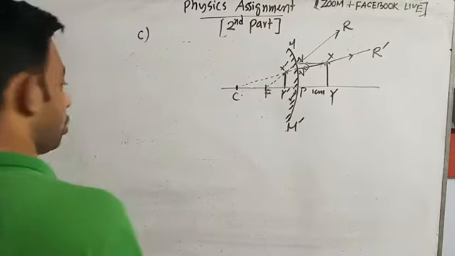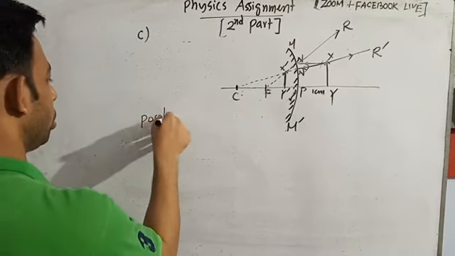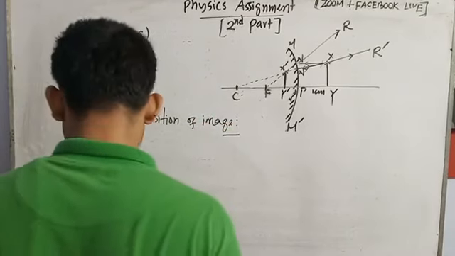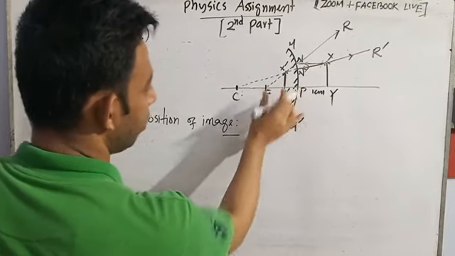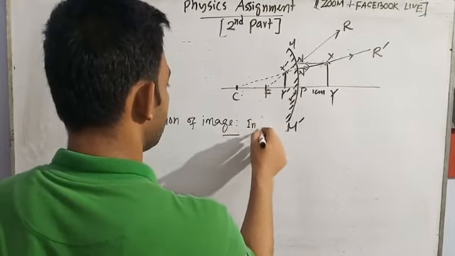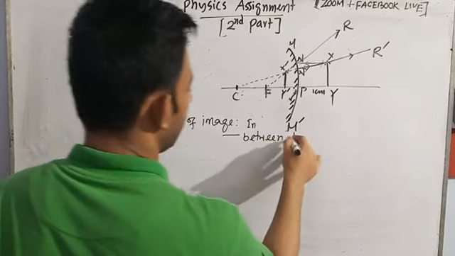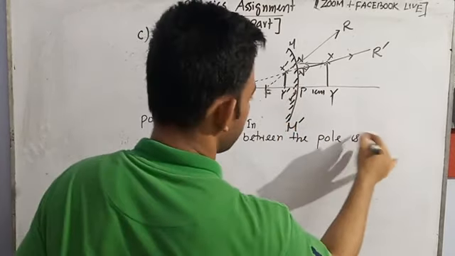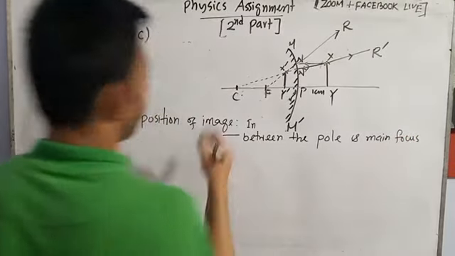Position of image. The position of the image is in between the pole and the main focus. In between, oh, there is no space written. Okay, in between the pole and main focus. Position of the image.